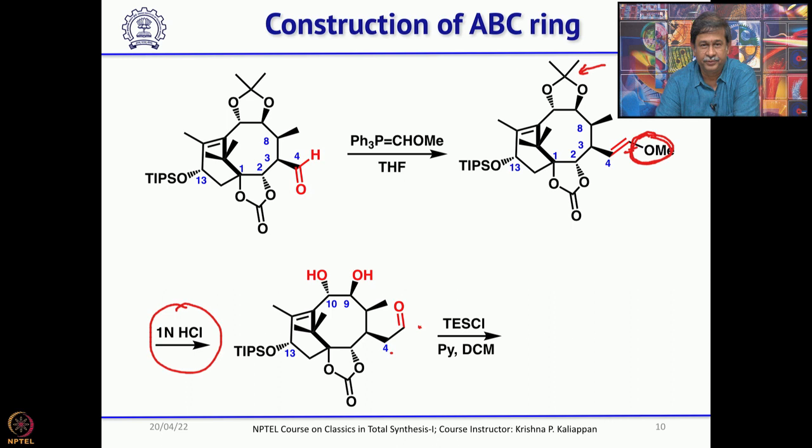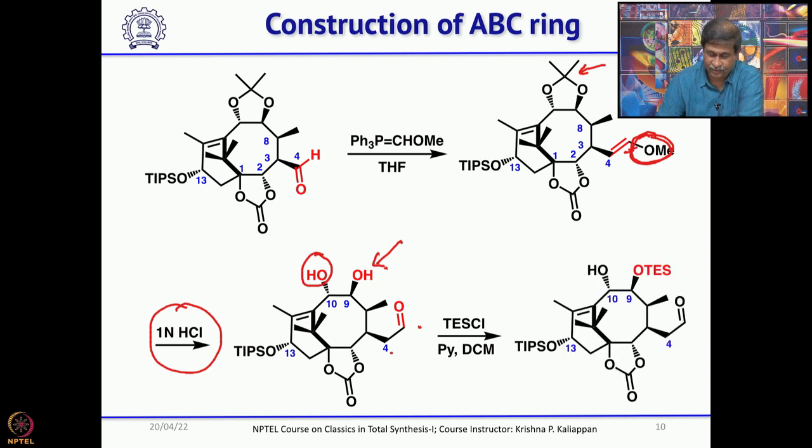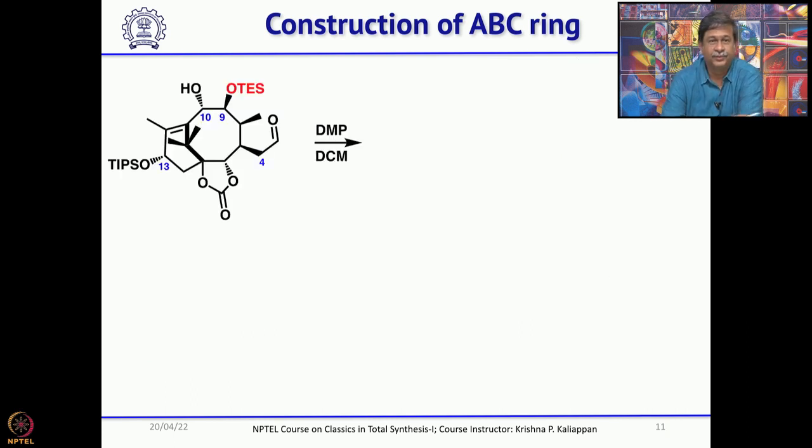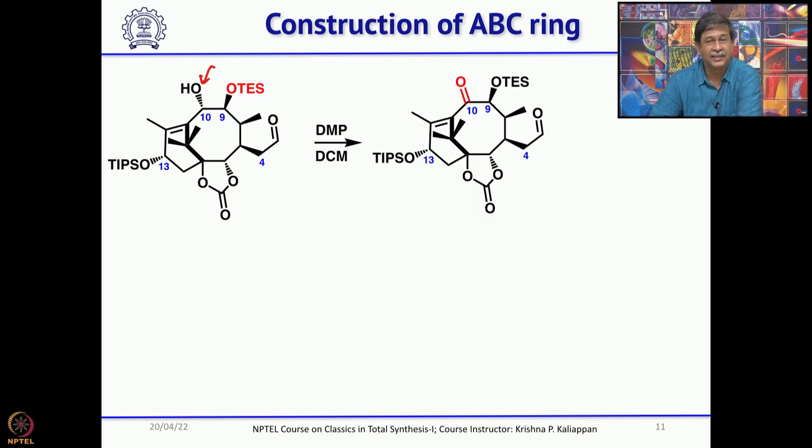Now if you look at this diol, this particular hydroxyl group is more exposed than this. So selectively one can protect this hydroxyl group with TS chloride and then you get the corresponding OTS. Then what you need to do is oxidize the other hydroxyl group. That is easily done with Dess-Martin periodinane. So you get the ketone.